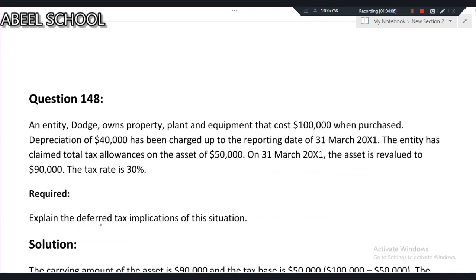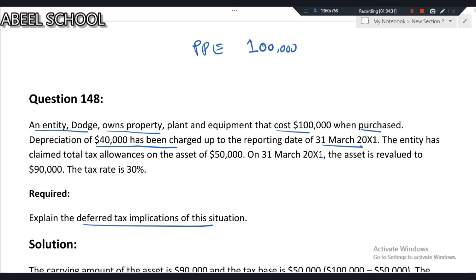Just look at this. Explain the deferred tax implication in this situation. An entity Dodge owns property, plant and equipment with a cost of 1 lakh when purchased. Depreciation of 40,000 has been charged to the reporting date, March X1. Depreciation is 40,000, which means the carrying amount is 60.